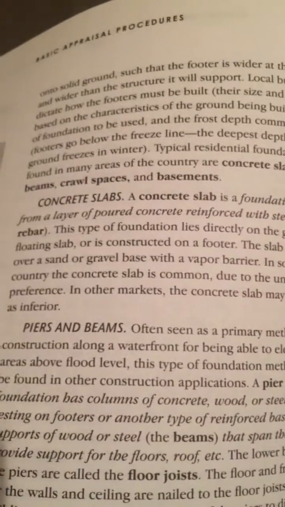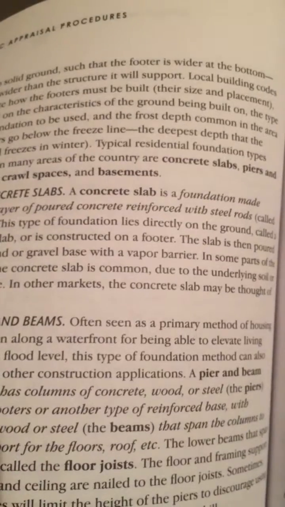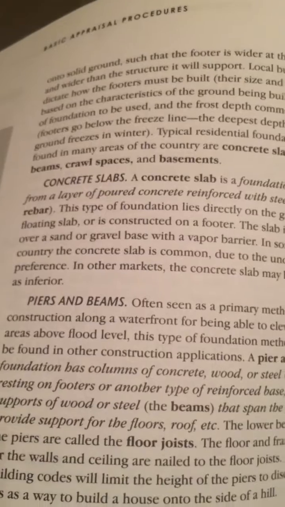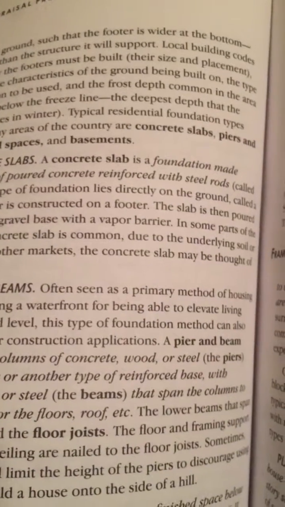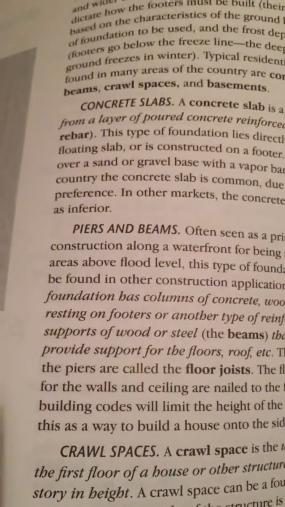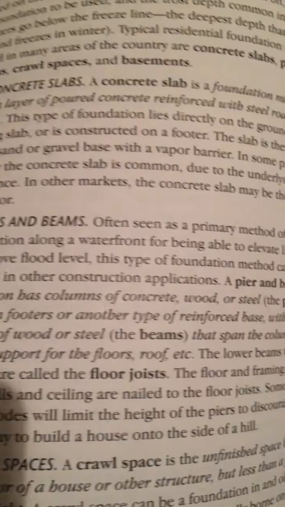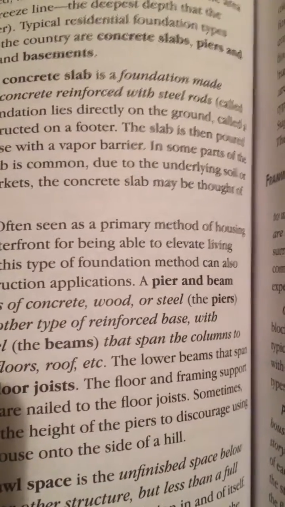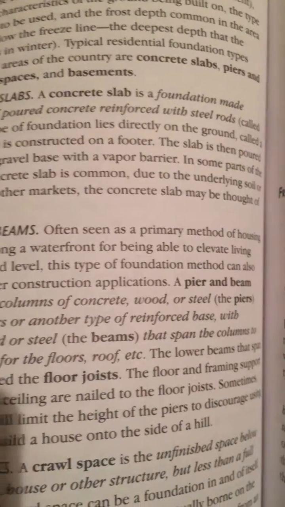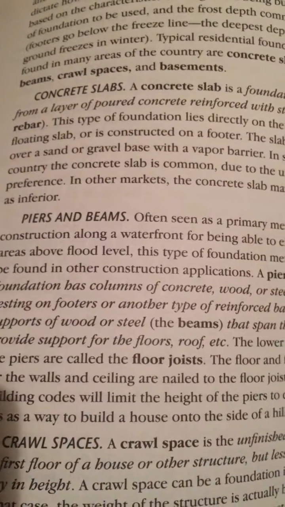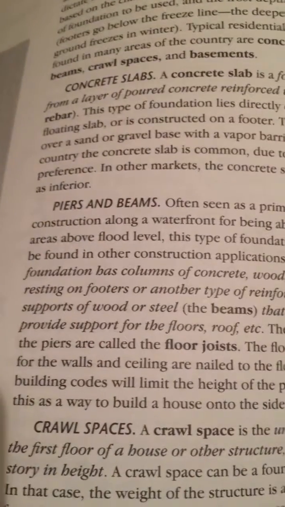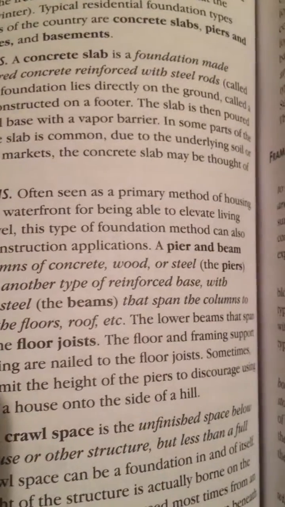In some parts of the country, the concrete slab is common due to the underlying soil or preference. In other markets, the concrete slab may be thought of as inferior. Piers and beams, often seen as a primary method of housing construction along the waterfront for being able to elevate living areas above flood level. This type of foundation method can also be found in other construction applications.